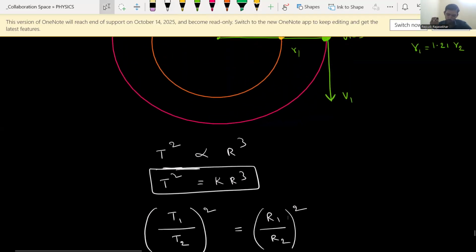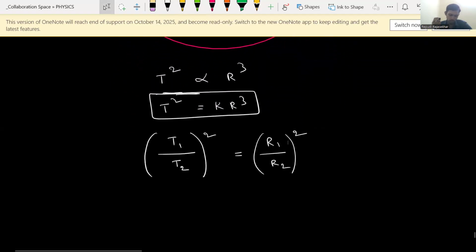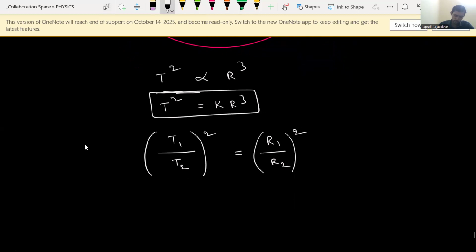If I substitute the required values, what answer will we get here? T1 value is 24 only. This is what I have written here. The power is cube, this is right. Power is 3.